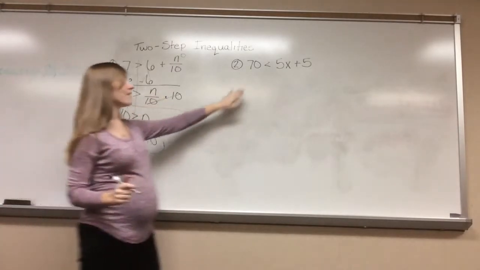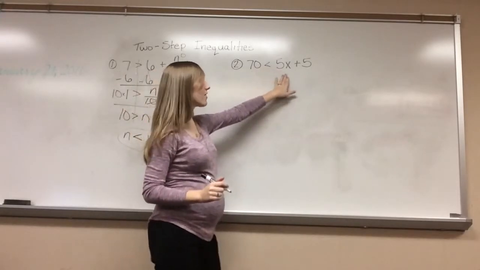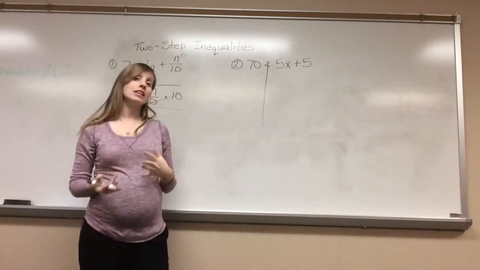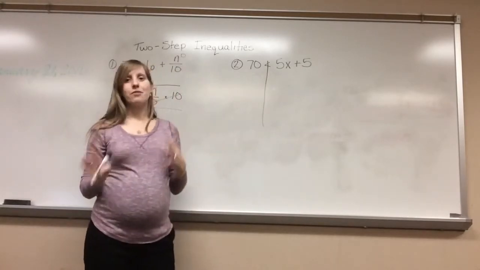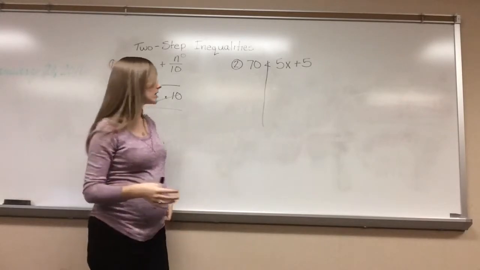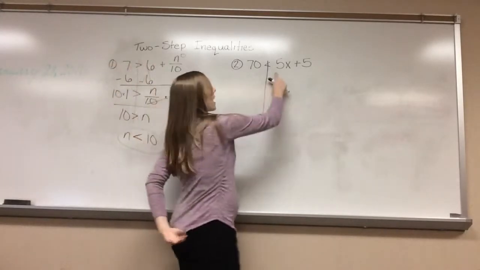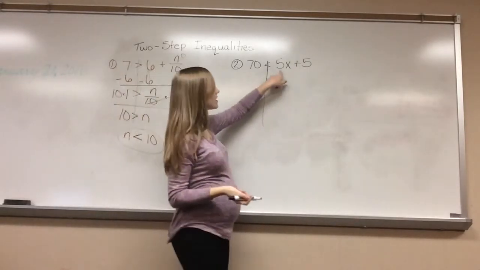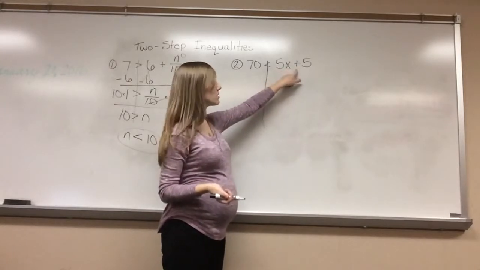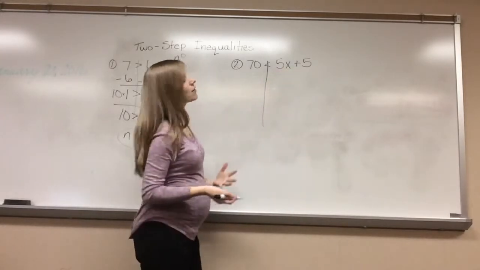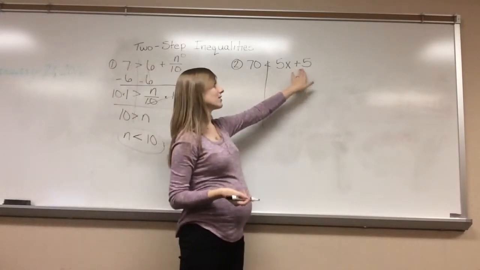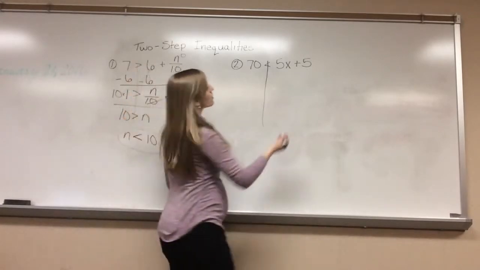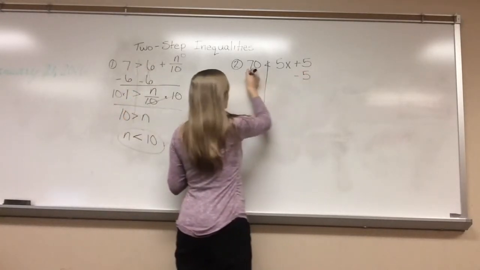Problem number 2, we have 70 is less than 5x plus 5. Again, the steps are just the same as when you're solving an equation. All right, the only difference is if you multiply or divide by a negative, you flip the inequality sign. So, 5 and 5. I need to cancel them both out, but which one should I cancel first? This 5 is being multiplied to the x. This one's being added. So I need to cancel out addition and subtraction first, so I'm going to cancel out that plus 5. The opposite of adding 5 would be to subtract 5. So I'm going to subtract 5 on both sides.